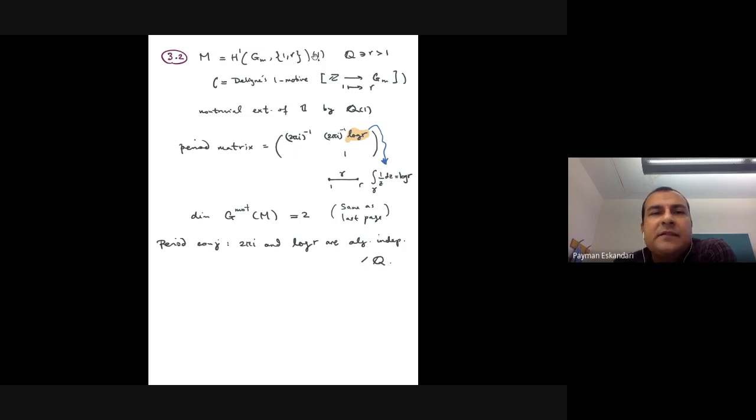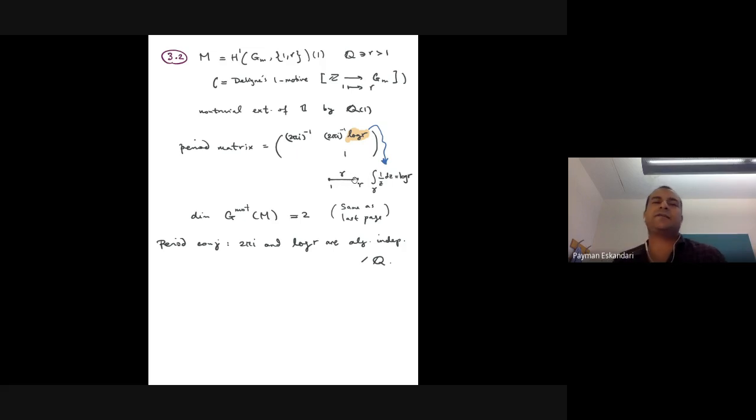And the period matrix of this object here, okay, so from this 1 and Q1, you're going to get this 2 pi I minus 1 and then 1, but there's, again, this interesting entry here, which would be obtained by integrating 1 over z over the path from 1, the straight line path from 1 to R.